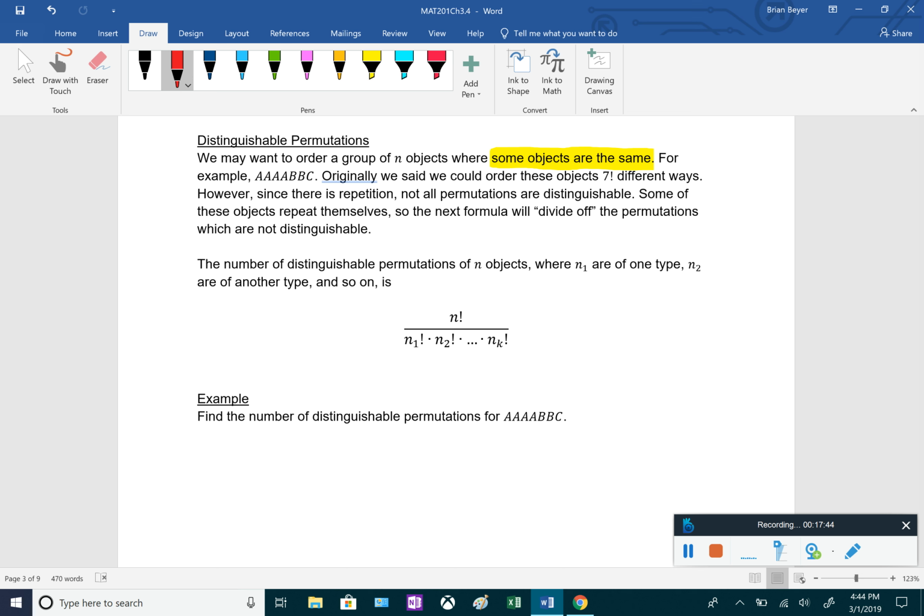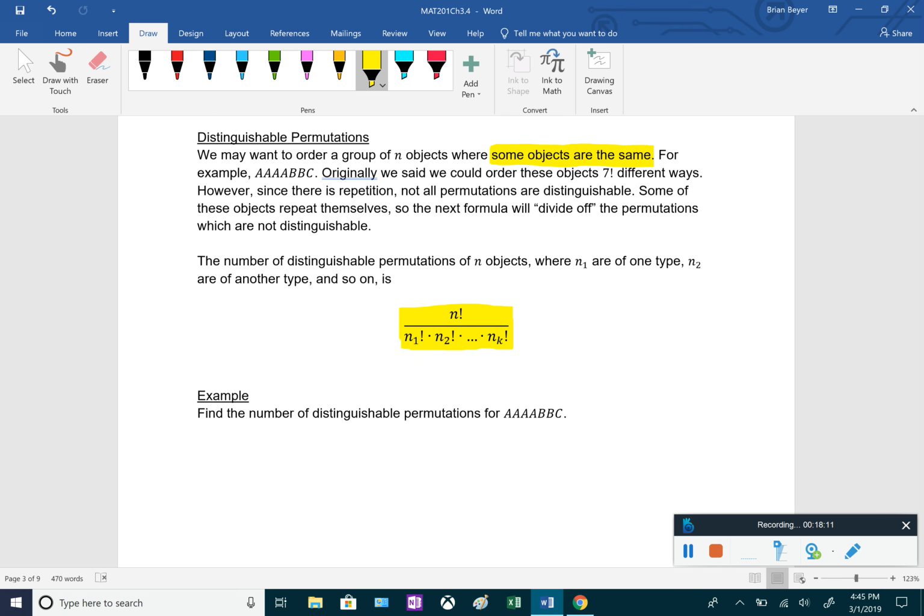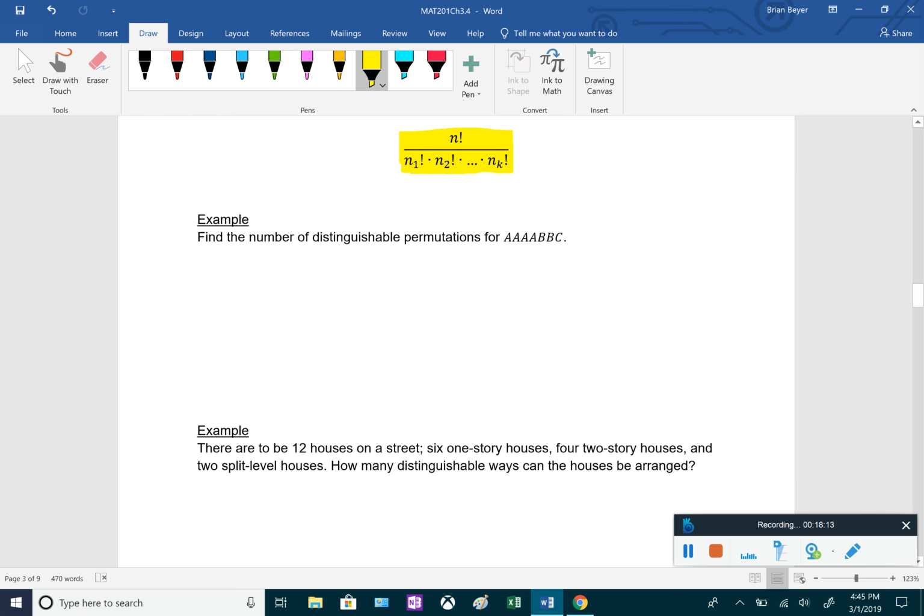The number of distinguishable permutations of n objects, so n total objects, where n sub 1 are of one type that repeat themselves, n sub 2 are another type that repeat themselves, and so on, is going to be n factorial divided by n sub 1 factorial times n sub 2 factorial, and then you keep on multiplying by how many different objects there are. Okay, so let's do an example so that formula can get cleared up, hopefully.